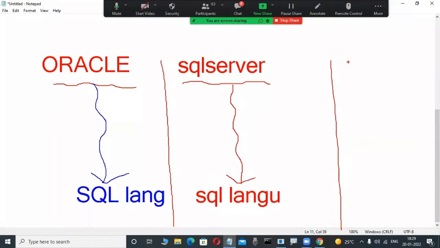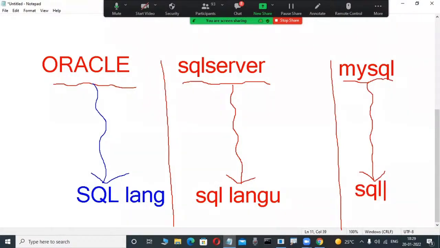Again, MySQL is used by so many fellows in my company. MySQL is also a relational database product. Some employees in my company are working on the MySQL product, which is open source, and they are operating the MySQL database. They are also using SQL as a language. Now the SQL language is there, a universal language.